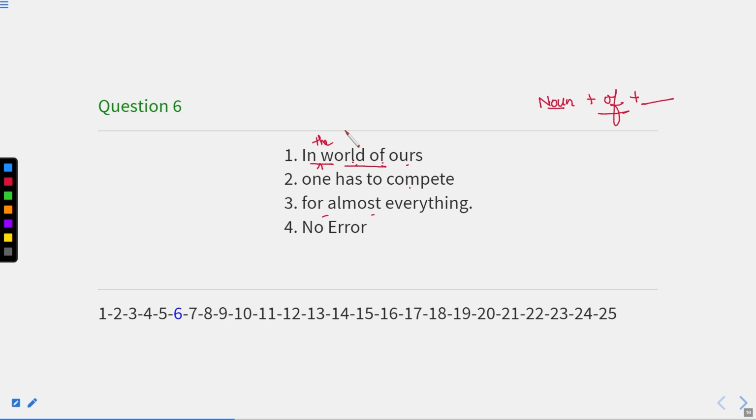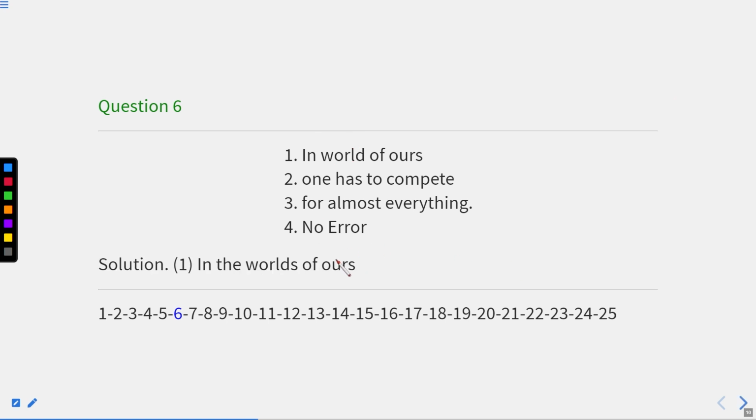So here the correct answer will be 1, because the correct phrase to be used should be in the world of ours. Here we need to put the before the word. Just to make this word particular, we need to use the before it. So the correct sentence will be, in the world of ours, one has to compete for almost everything. And this is really true. Now let us move to the next one, question number 7.